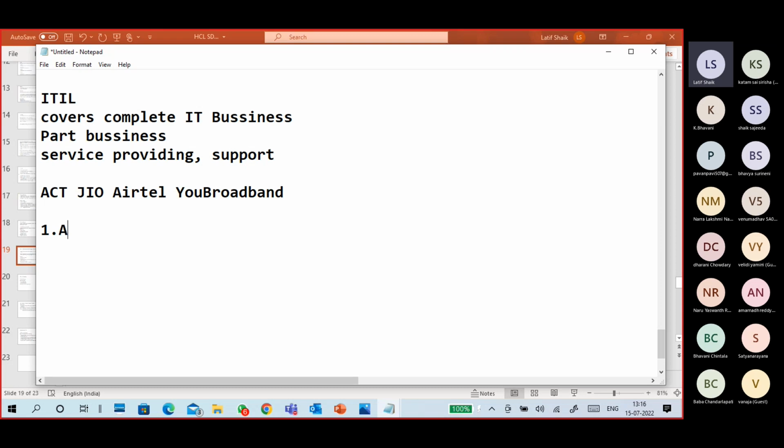In my current area, ACT is there, JIO is also there, and of course U broadband finally came. Airtel direct broadband connection is not there. So I choose either ACT or Airtel. For example, I want ACT. I'm in Visakhapatnam, so in my local area the first internet service provider is ACT.